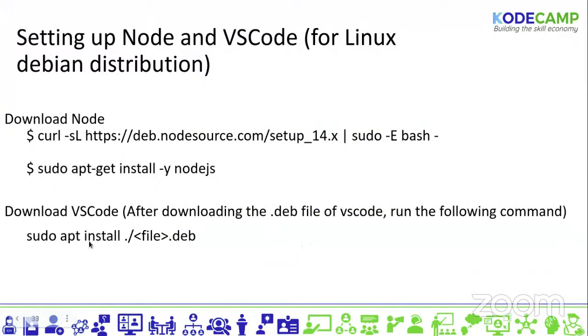After downloading it, if you're using a Debian distribution of Linux like Zorin or Ubuntu, you say where that file is. If it's in your downloads, you do /download/ then the file name .deb. You sudo apt install that to install it.